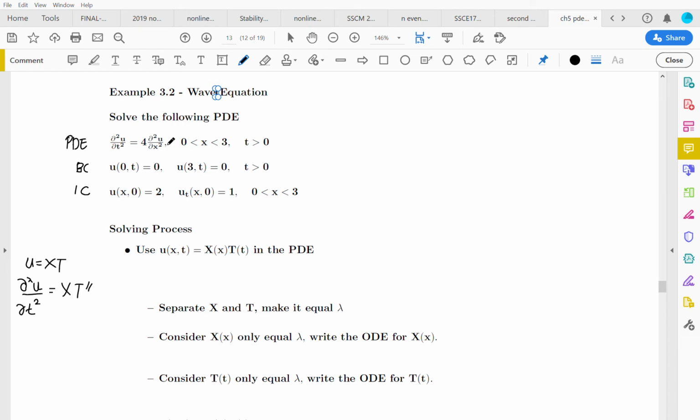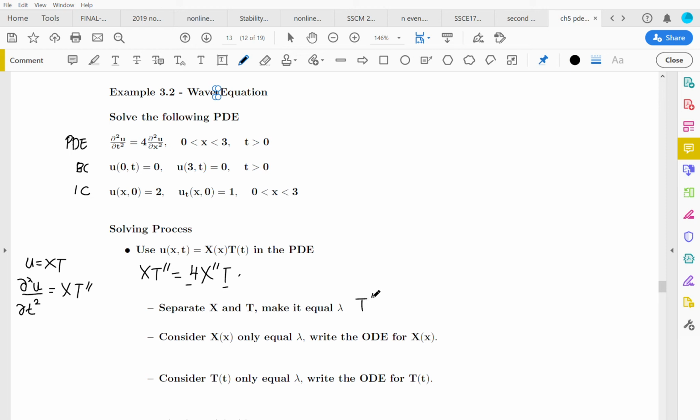Okay, the right hand side, I think we have seen in the heat equation. We differentiate u with respect to x twice. Okay, so only X is differentiated twice. So now from this PDE, the left hand side becomes X T double prime. The right hand side becomes 4, differentiate X twice, so X double prime T. Separate X and T, make it equal to lambda. So in this case, let's say, usually for the constant here, we bring it together with T.